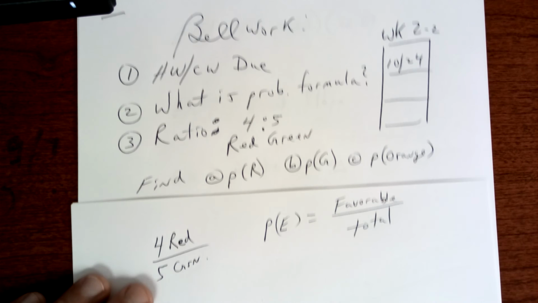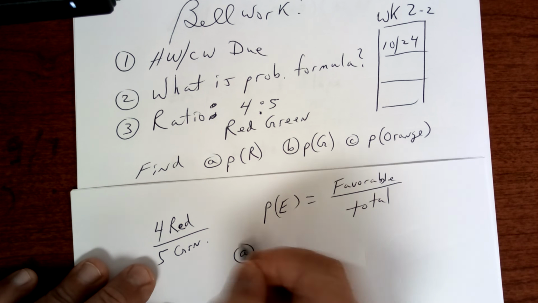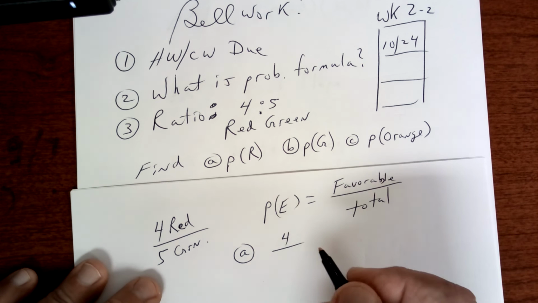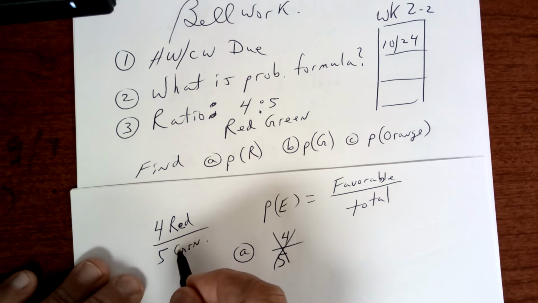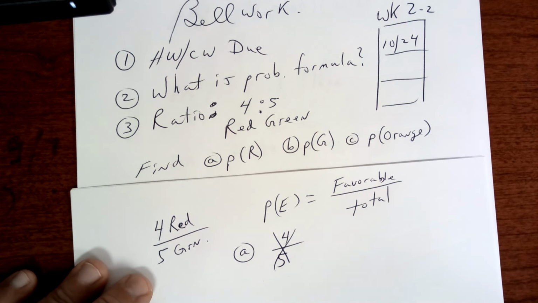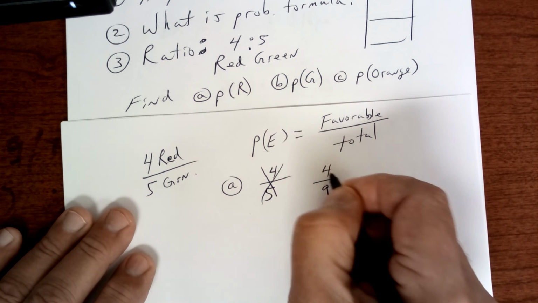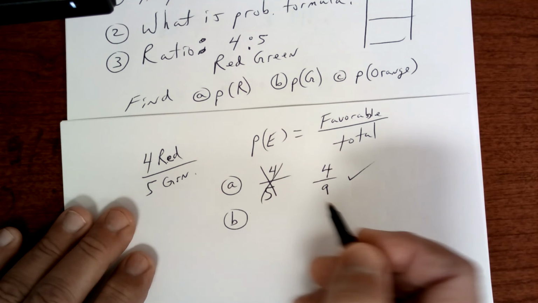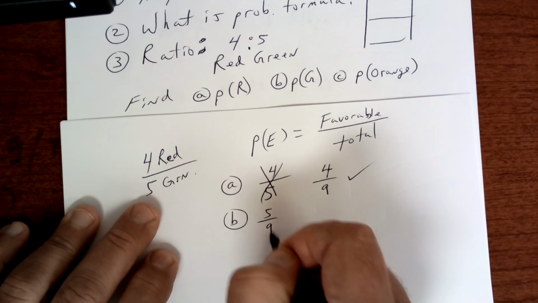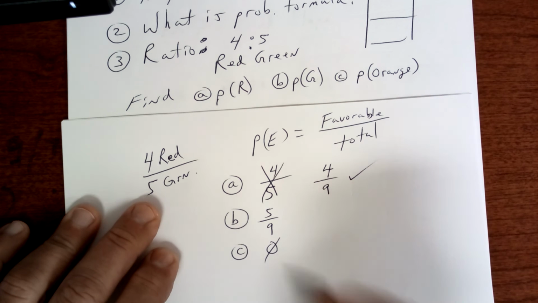Well, you have 4 red. So for A, it's going to be 4 over the total. If you put 4 over 5, you're going to miss it because 5 is not the total. 5 is the amount of green ones. So it's got to be 4 over 9, and then use your calculator. B, green is going to be 5 over 9, and the probability of an orange is 0. It's not going to happen.